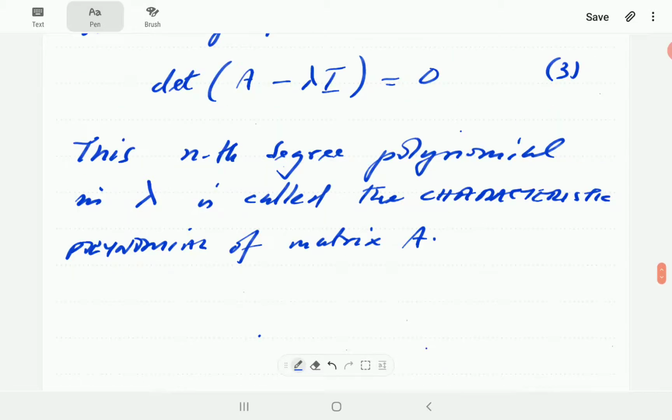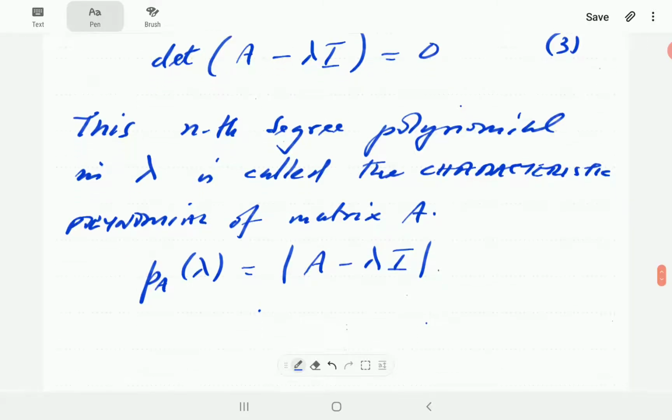In fact, the standard notation for that polynomial is this one here. P_A of lambda is the determinant of A minus lambda times I. So that is your characteristic polynomial.